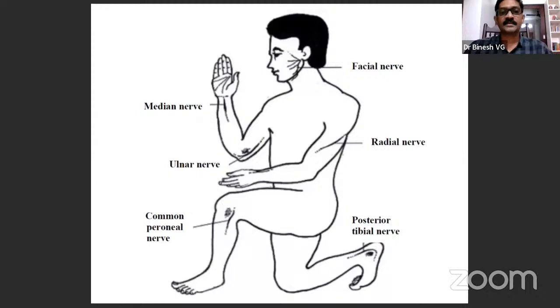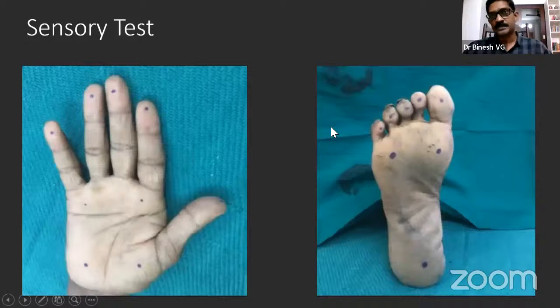So these are the main nerve trunks which are examined: the radial nerve, the ulnar nerve, the median nerve at the wrist, then the common peroneal nerve and the posterior tibial nerve. These are the main nerve trunks which are examined, and also the facial nerve. Okay. So we have palpated the nerves.